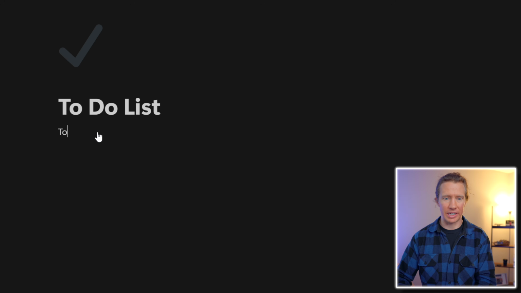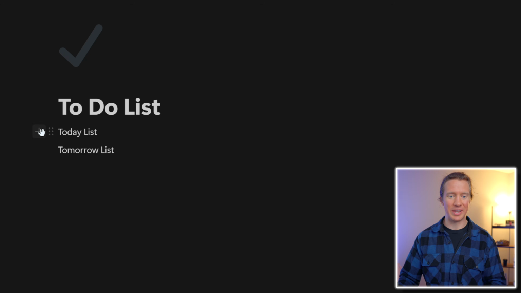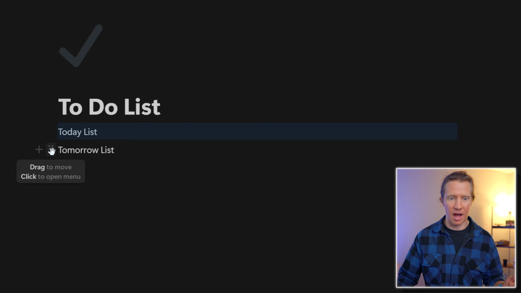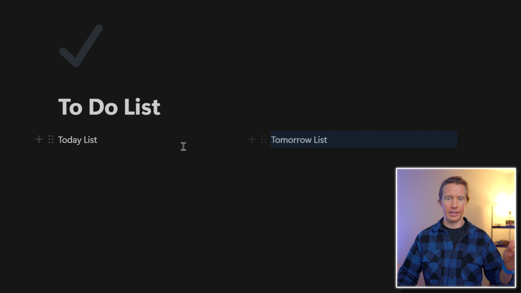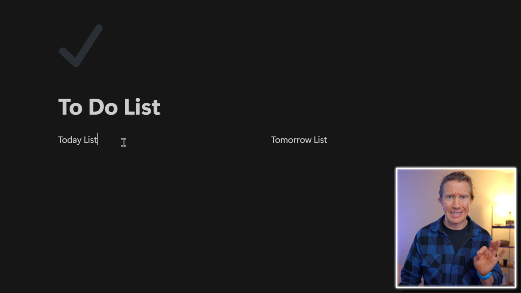So we're creating two lists. One is a today list, and then we also need a tomorrow list. In this case, this today list is its own block, and the tomorrow list is also its own block. We can drag these blocks around any way we want. I can even drag it on over here on the other hand side, so then we can break it up into columns.